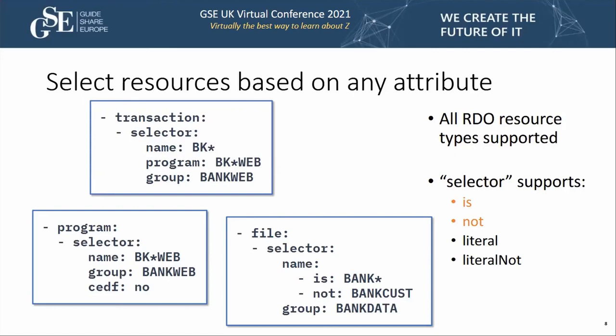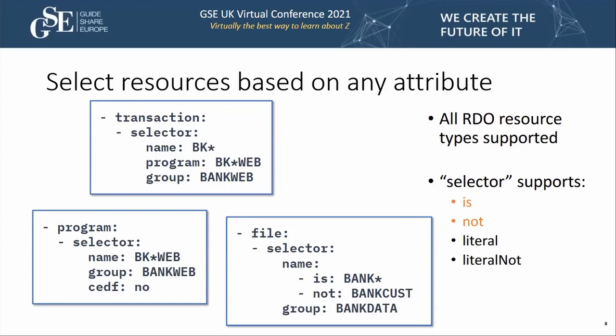And each of these selector entries, the attribute values, is taken together, and we add all these selection items together. So the transaction must have the name BK star, it must have a program name BK star web, and it must have a group bank web. So together that forms one selection criteria for the transaction.